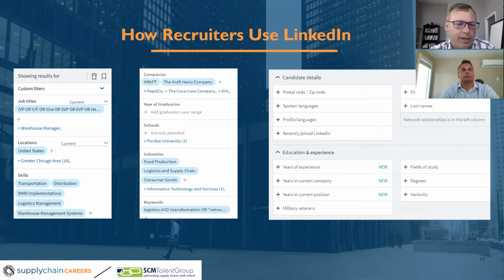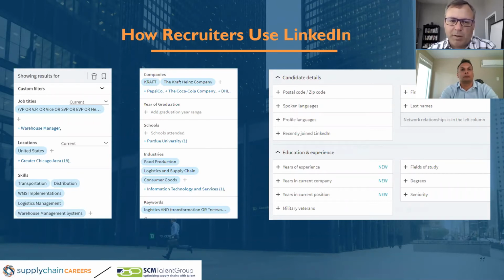I can look at year of graduation. I can even search by the schools that you attended, the industries. I got food production. I put consumer goods, logistics, and supply chain in this example. And then we can run a keyword search against every single keyword, every word on your LinkedIn profile as well. So that's the basics.